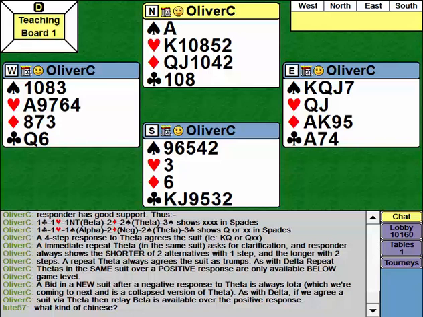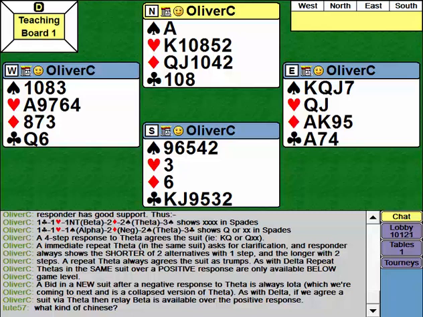Okay, so normal rules for established asking bids apply. If we agree a suit via delta, via theta, then relay beta and epsilons are available over that positive response. And if we use a repeat theta in the same suit, then that sets the suit as trumps, and again, relay beta is available over the repeat theta response and epsilons thereafter. So it's exactly the same as with any other trump asking bid.